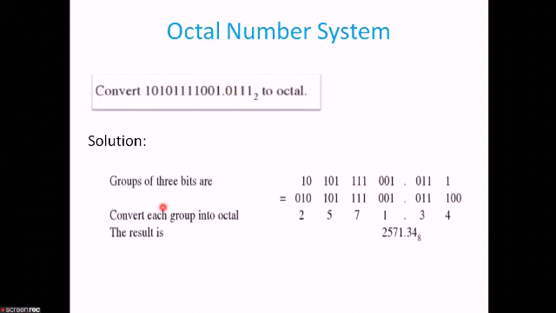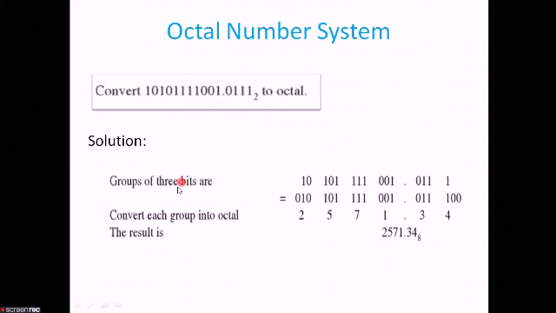Next, we are going for another example. This is a big binary number, as the base is 2, and it consists of 0 and 1. So it is to be converted to an octal number. What is the number? 101, 011, 110, 01. Point 0111 to the base 2.